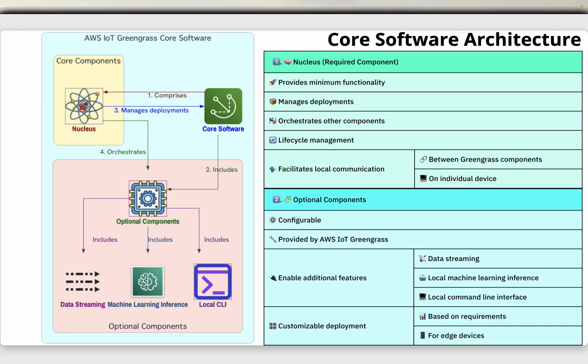Then we have optional components. These configurable components are provided by AWS IoT Greengrass and enable additional features on your edge devices. Depending on your requirements, you can choose the optional component that you want to deploy to your device, such as data streaming, local machine learning inference, or local command line interface.